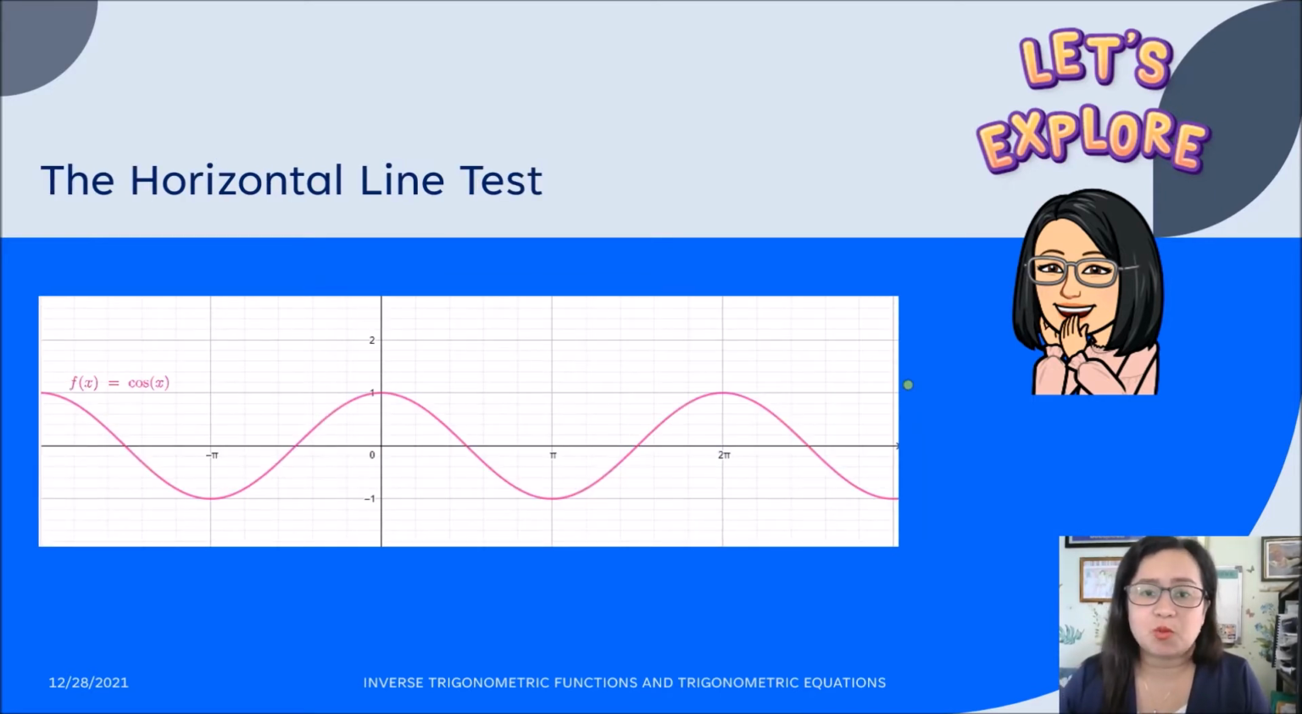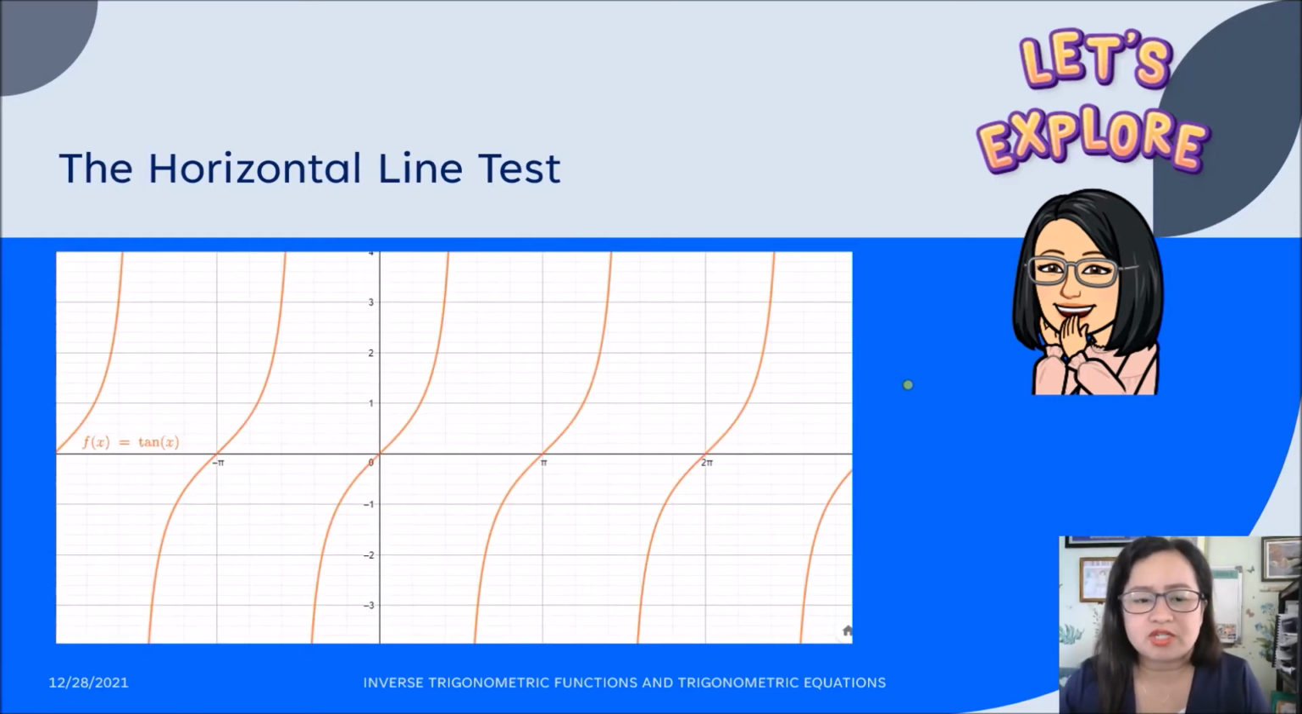Now let's explore the graph of the cosine function. Using the horizontal line test, let's determine whether the inverse of cosine x exists. Now, if we draw a line anywhere on the graph, we can also see that there are infinitely many points of intersection. Therefore, the inverse of the function cosine x does not exist.